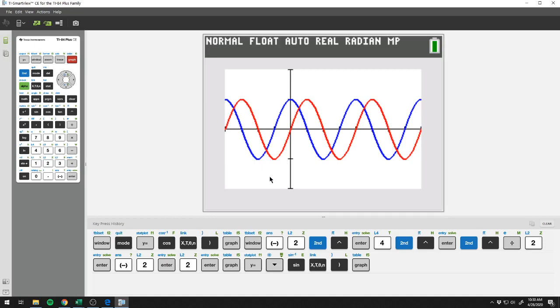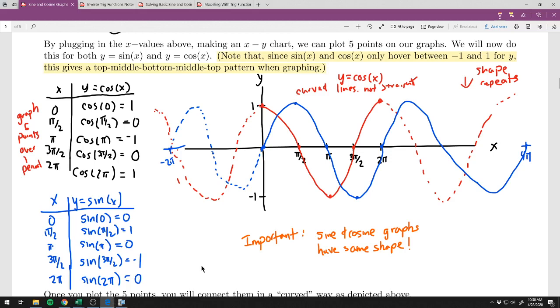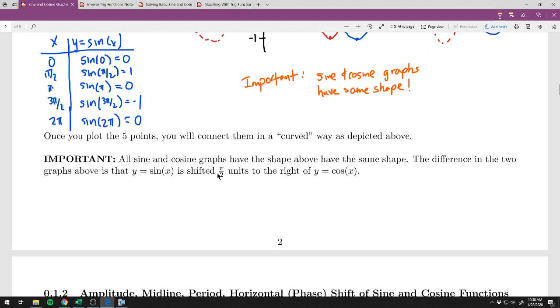But anything that repeats, which we'll see examples of at the end, like temperature throughout the day, in theory, would look like this. It starts at the bottom in the morning, goes up in the afternoon, and then back to the bottom in the morning again. Just one of the examples we'll see later. All right, but that's exactly what I have really written here, the important point. All sine and cosine graphs have the same shape. The difference in the two is that y equals sine of x is shifted pi over 2 units to the right of y equals cosine of x.